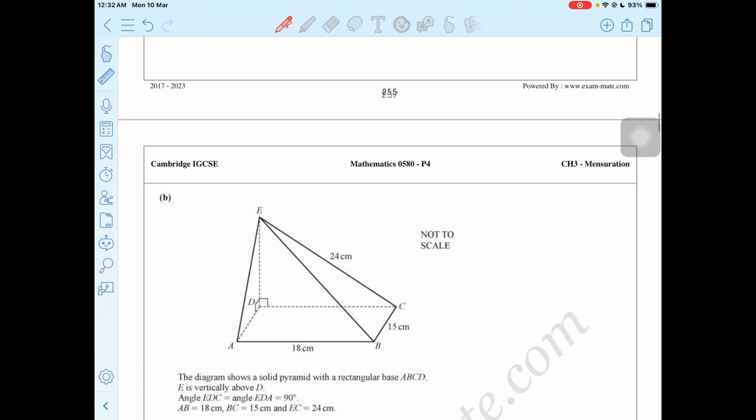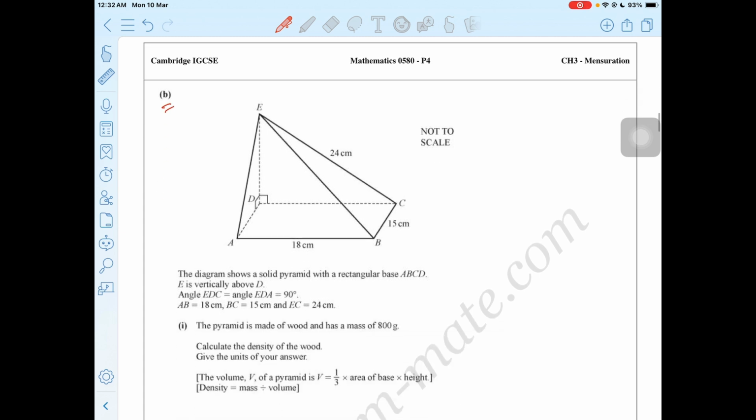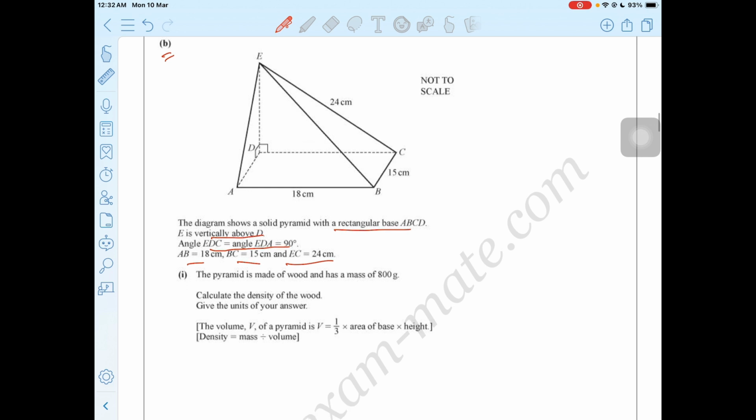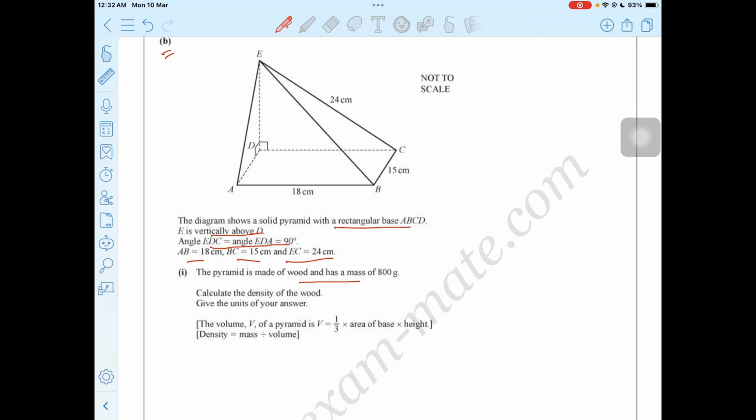Now let's move on to part B. We have our part B where the diagram shows a solid pyramid with a rectangular base. E is vertically above D. Okay. Angle EDC and angle EDA are 90 degrees. AB is equal to 18, BC is equal to 15, and EC is equal to 24. The pyramid is made of wood and has a mass of 800 grams. Okay, mass is 800 grams. Calculate the density of the wood. Give the units of your answer.